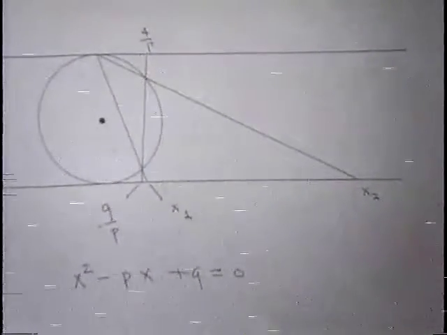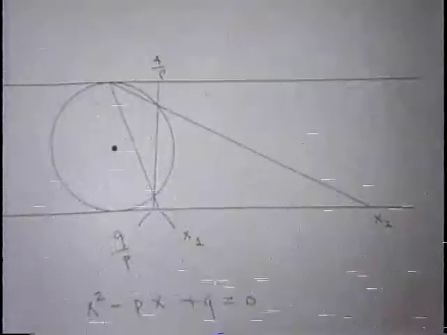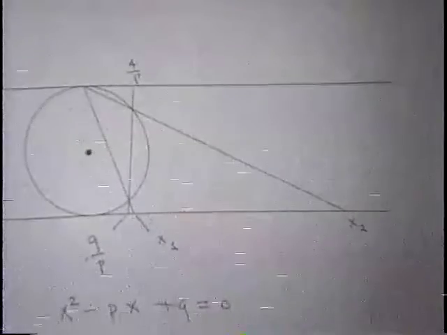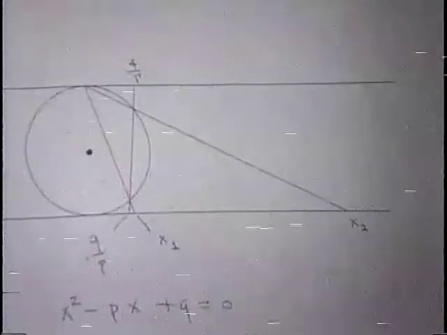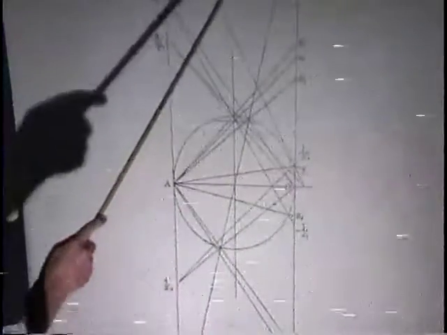So with a diagram like that, we can think of x1 and x2 as being 8,1 and 8,3. Then, at the next stage, 4,1 and 4,3 had to be constructed separately, one from 8,1, one from 8,3. So we're going to need 2 more diagrams of this sort to get 4,1 and 4,3, and then one more for 2,1, and then we're done. Now, Klein does them separately, and then he just puts them all together. So that's everything.